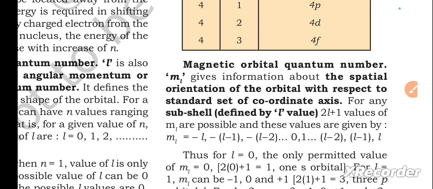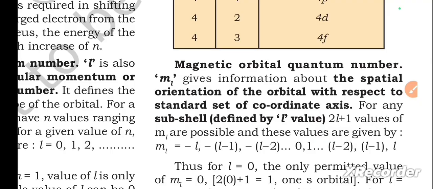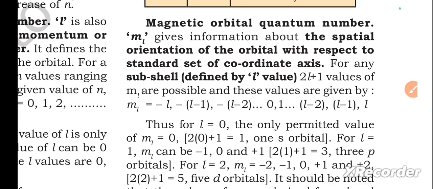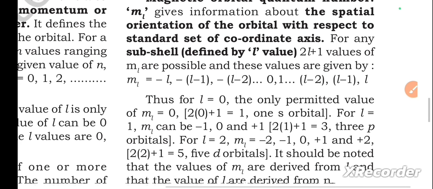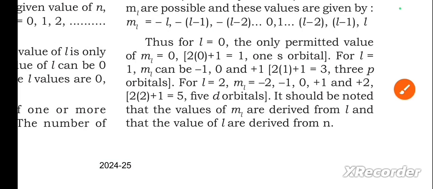Magnetic orbital quantum number m_l gives the information about the spatial orientation of the orbital with respect to a standard set of coordinate axes. For any subshell defined by l value, 2l plus 1 values of m_l are possible, and these values are given by m_l equals minus l, minus l plus 1, minus l plus 2, up to plus l. Thus, for l equals 0, the only permitted value of m_l is 0.